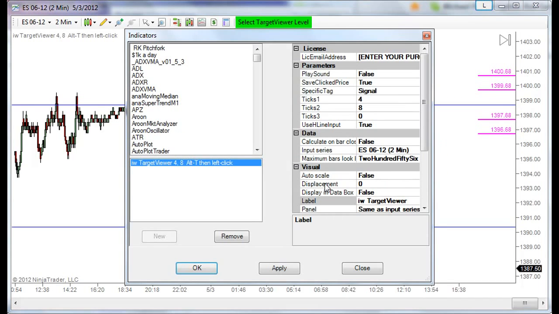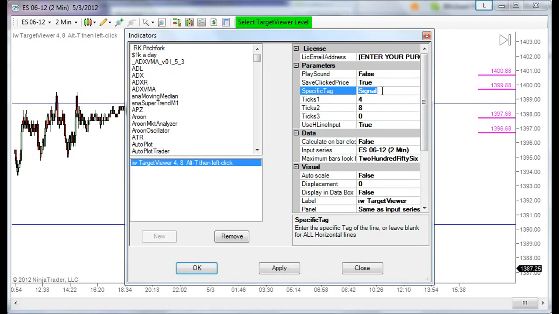So let's go over that again. We have set the horizontal line input to true. We have given it a specific tag because we only want to have one of the horizontal lines be an input into the indicator. So whenever a horizontal line has the word signal in the tag, that horizontal line will be used as an input.